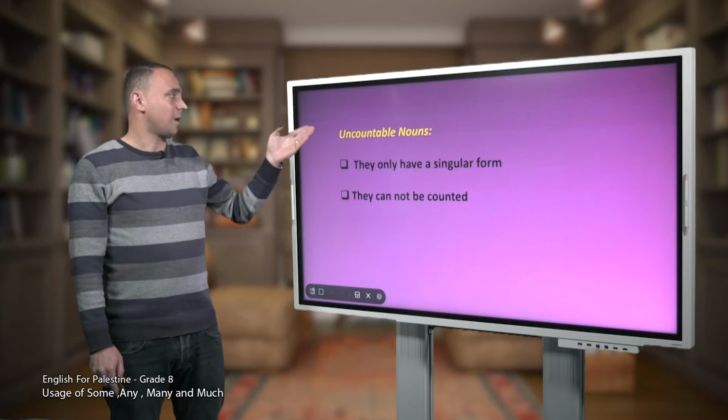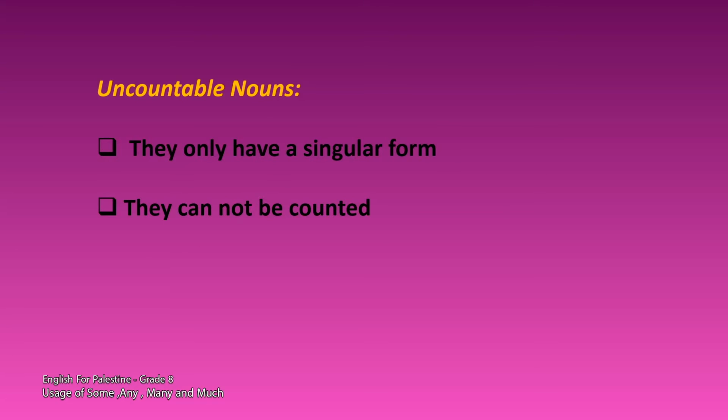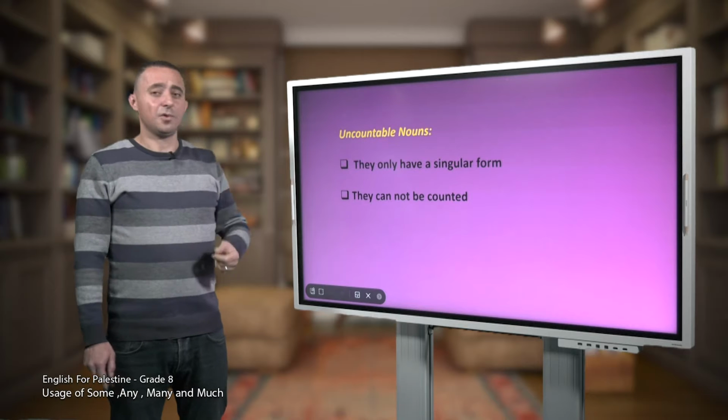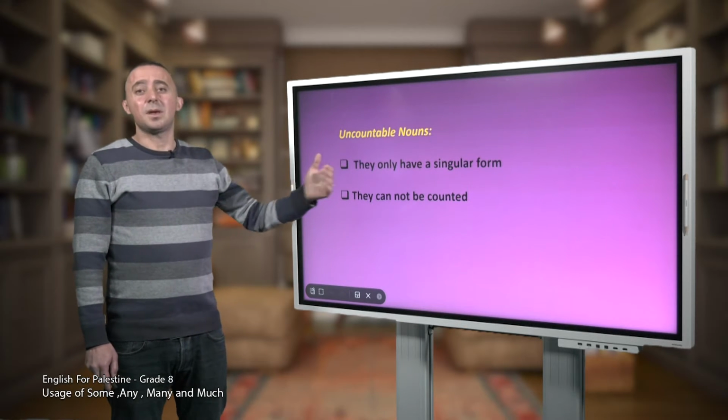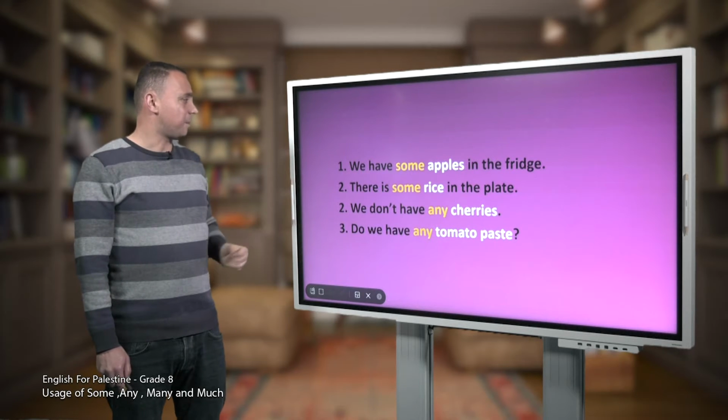Let's continue. What about uncountable nouns? They only have a singular form. They don't have a plural form, and they also cannot be counted. Notice the uncountable nouns have only a singular form, and they also cannot be counted.